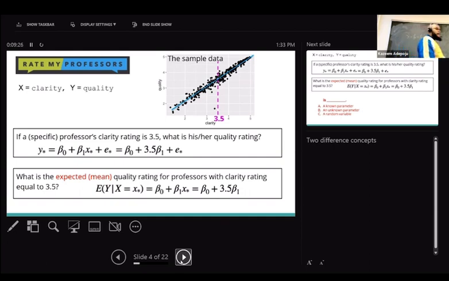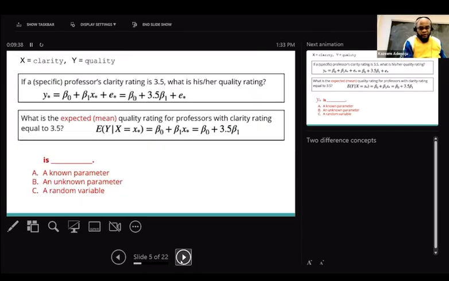Any question on that? But in the end, take a look at what we have. The first one has error in it. The second one does not have error in it. Take a look at that. Now, what if they want to ask a question? Why is Y star a random variable? Why is the mean a known parameter? Is it an unknown parameter? Is it a random variable?